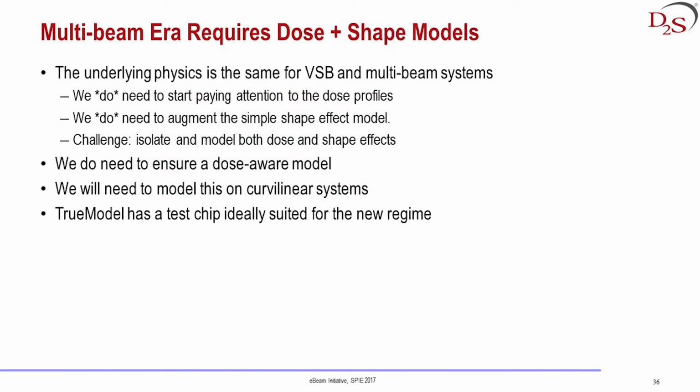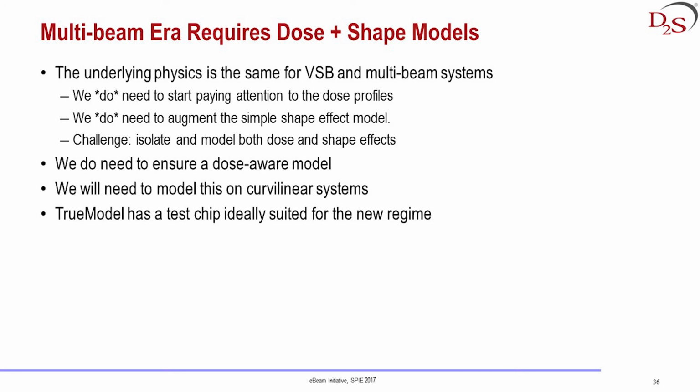Okay, so how do we do, right? In the multi-beam era, we understand the physics. We know we need to start paying attention to the dose profiles. We know we need to augment the simple shape effect models with real etch effects. The challenge then is to isolate the right dose effects from the shape effects so we can get a predictive model across a whole wide range of features. We need to do this on curvilinear systems. And just as a marketing note, we have a test chip that is ideally suited to do this.